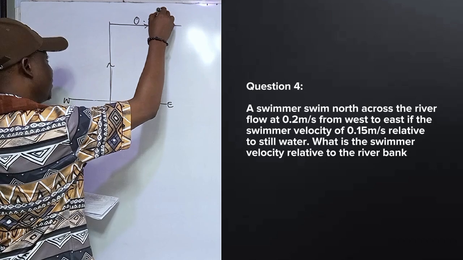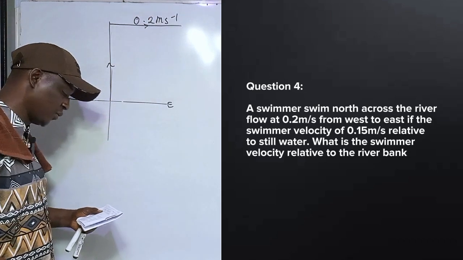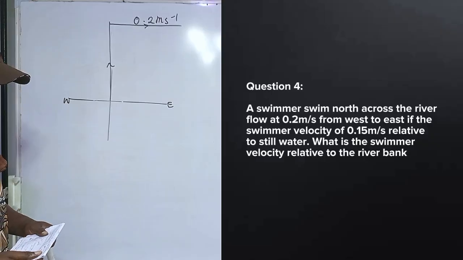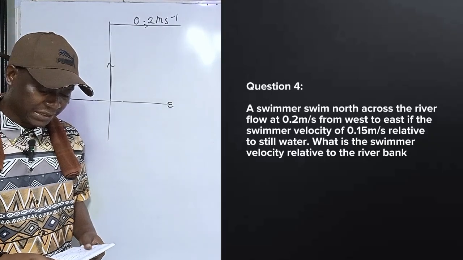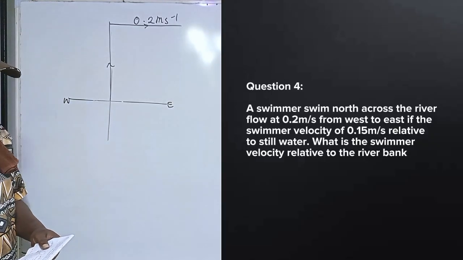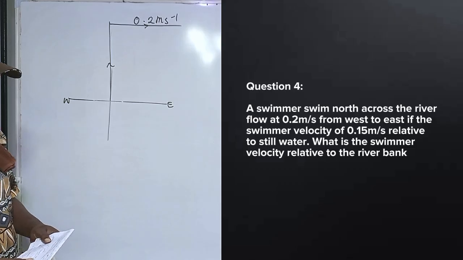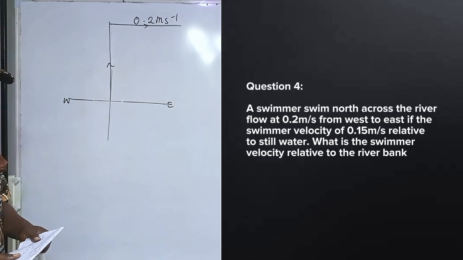0.2 meter per second. The swimmer swims north across the river flowing at 0.2 meter per second from west to east. The swimmer velocity is 0.15 meter per second relative to the still water. What is the swimmer velocity relative to the river bank?